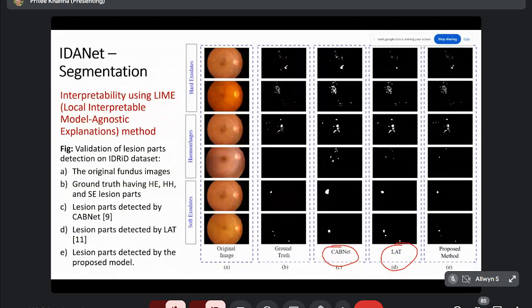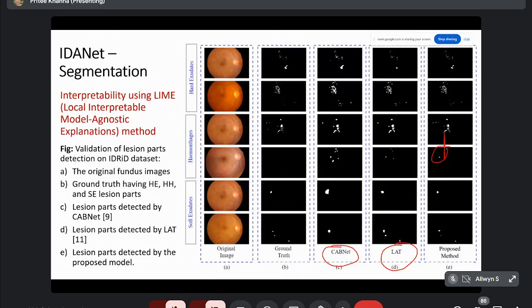So these are the ground truths. This is the lesion part detected by CabiNet, the lesion part detected by LAT, and this is our method. So you can see here how this is working. Okay, but sometimes it is not like that. Our model also sometimes gives a false positive, right? Because you see this is not being shown here.